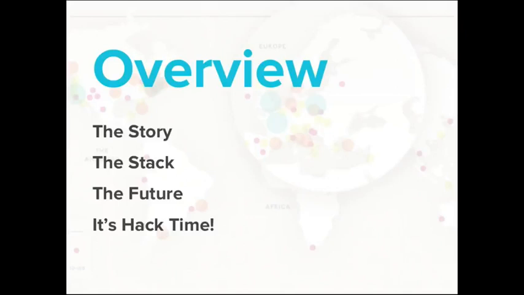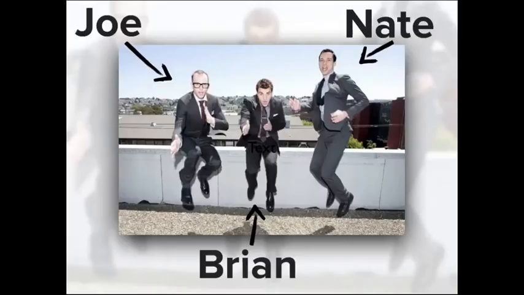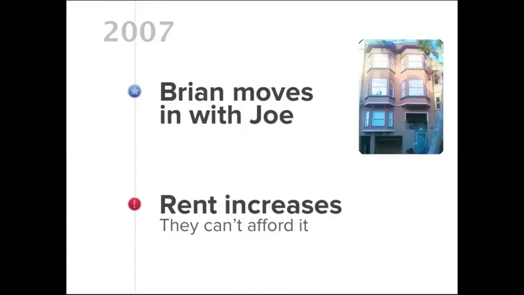And then at the very end, since it is the Hack Week video, we'll leave you with a few little nuggets of wisdom. So first, the foundational story. The three founders, Joe, Nate, and Brian, are pictured here in their dashing suit attire. The very beginning of Airbnb starts at an apartment on Rouse Street in San Francisco. This is back in 2007.